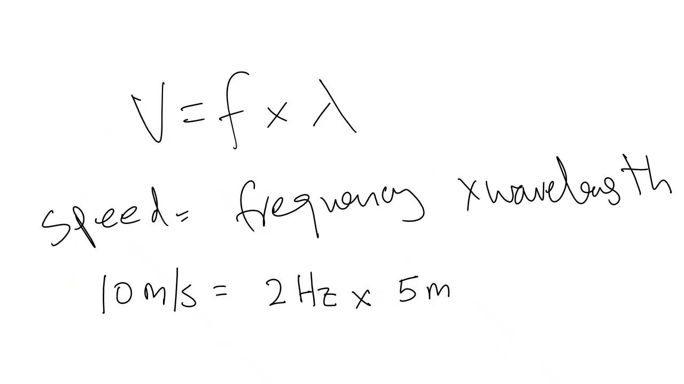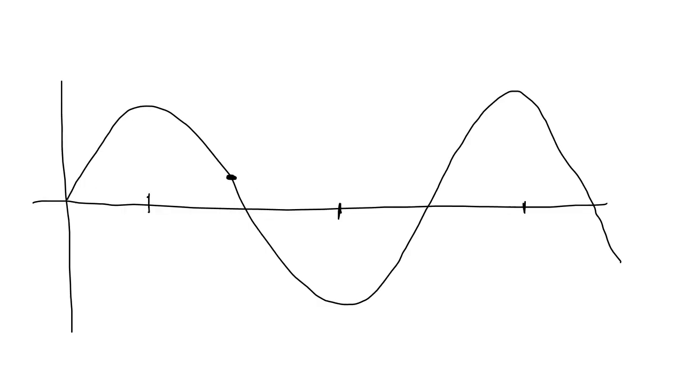This equation for wave, so v equals f lambda. So speed is frequency times wavelength. So if the speed was 10 meters per second and the frequency was 2 hertz, the wavelength was 5 meters. You have 10 meters per second equals 2 hertz times 5 meters.